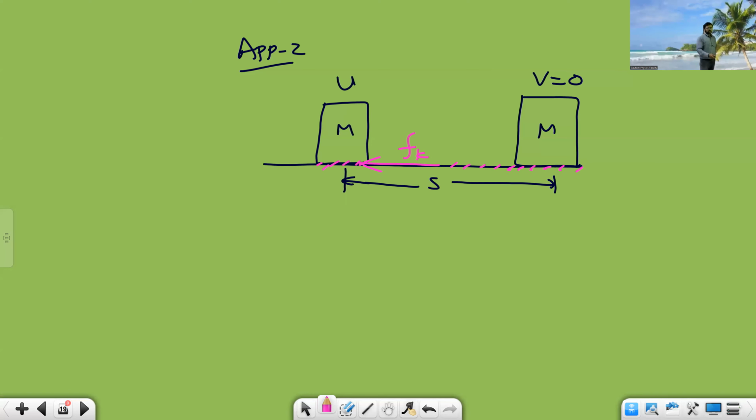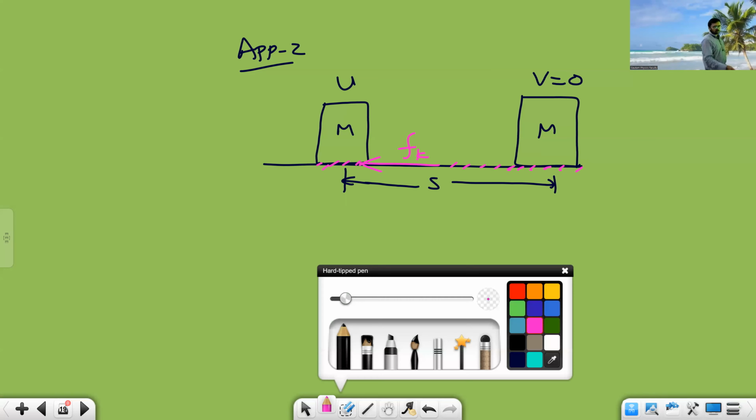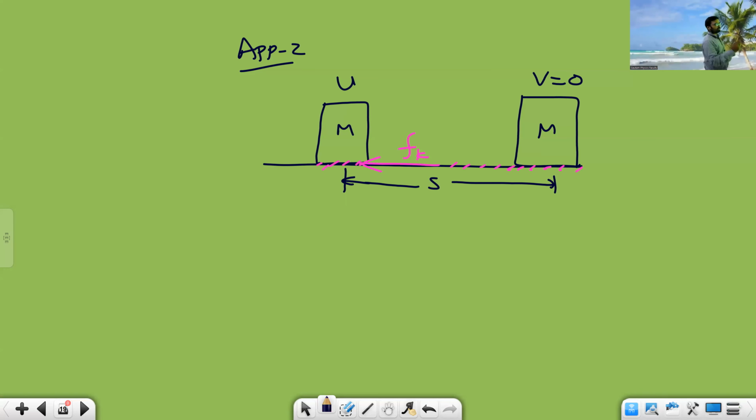So what happened here? There is no applied force at all. So here what should I write? MA is equal to... there is no applied force on this one. What happens is that it is decelerating and coming to rest. MA is equal to minus FK.